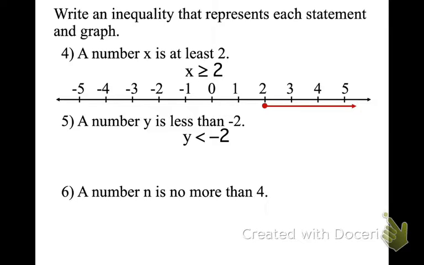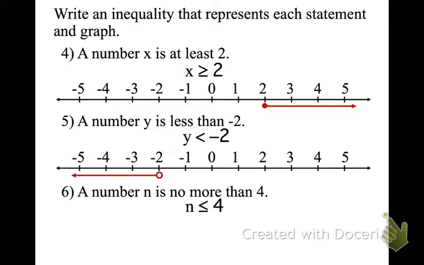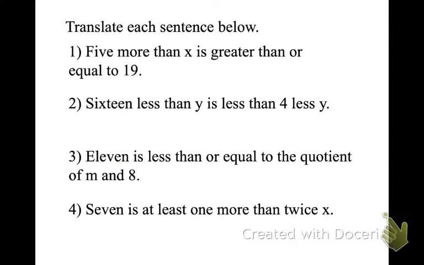So is no more than. No more than. What does that translate to? Oh, it's less. Less than? Yeah, it's less than 4. Good. N is less than 4. Okay. Or less than or equal to. Less than or equal to, because it would include 4, too. All right. We're going to jump over to a different PowerPoint.